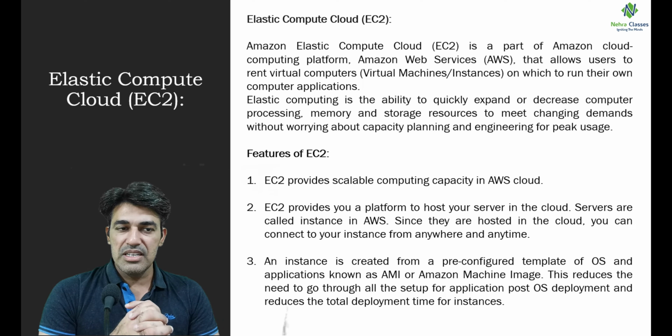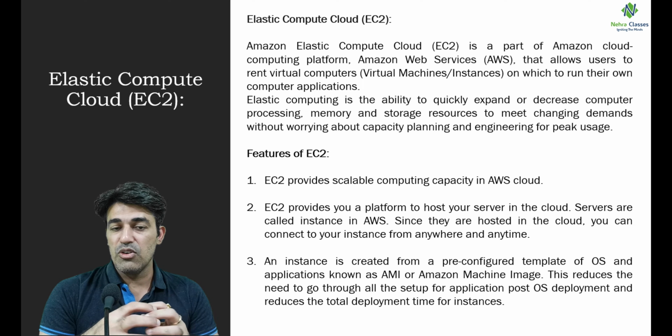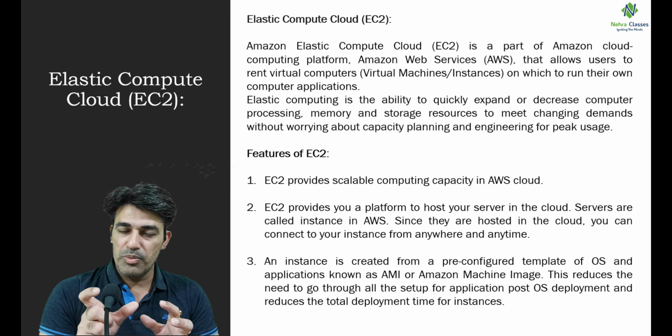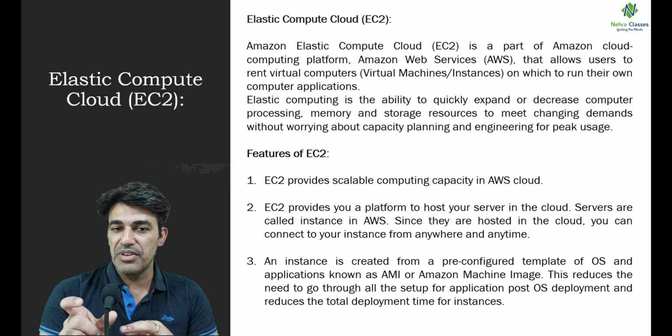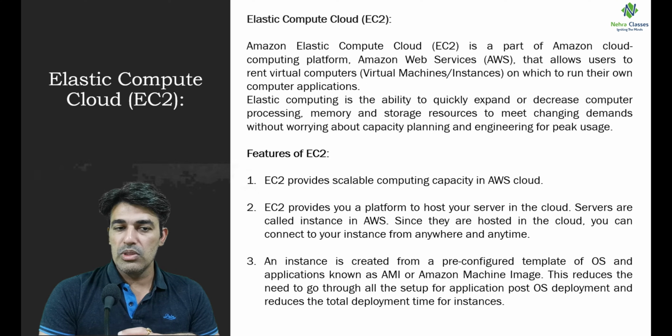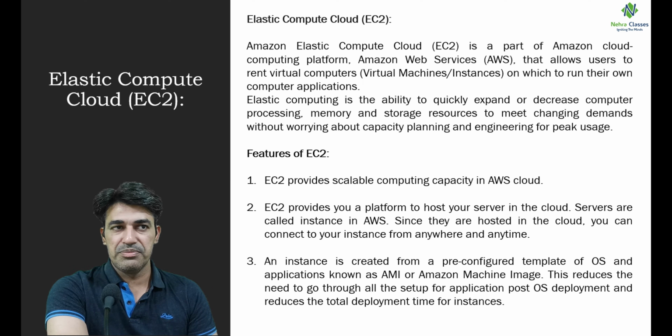The next one is, an instance is created from a pre-configured template of the operating system and applications known as AMI, or we call it Amazon Machine Image. So with the help of Amazon Machine Image, we can deploy the operating system since we already have a pre-configured template there in AMI with which we can easily install the operating system in the machine. This reduces the need to go through all these steps for application post OS deployment and reduces the total deployment time for the instance. So we don't need to manually do the post deployment process. Everything is there in the template with which we can easily install it.